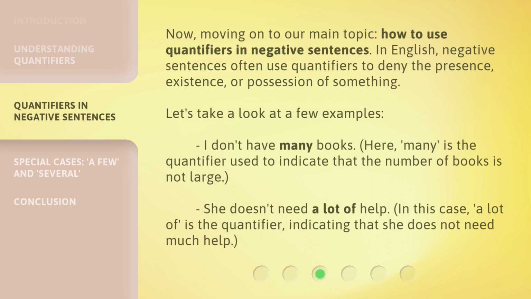Now, moving on to our main topic: how to use quantifiers in negative sentences. In English, negative sentences often use quantifiers to deny the presence, existence, or possession of something. Let's take a look at a few examples. I don't have many books. Here, many is the quantifier used to indicate that the number of books is not large. She doesn't need a lot of help. In this case, a lot of is the quantifier, indicating that she does not need much help.